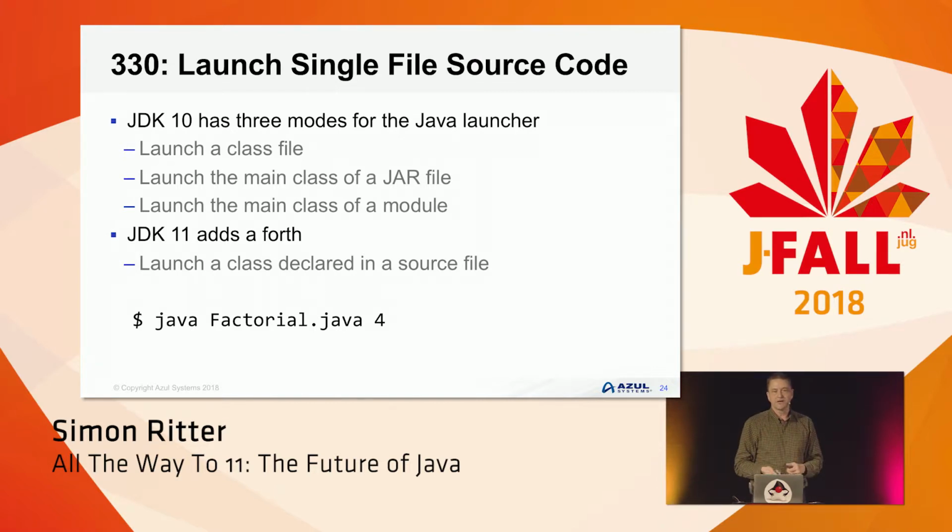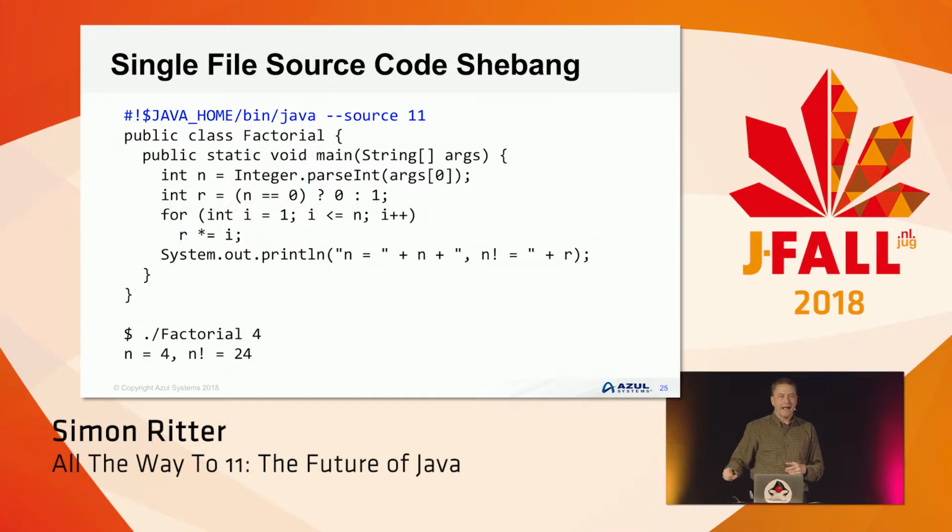So that's all very nice, but you can go one step further because you can use shebang. You can actually create a file which allows you to do sort of kind of scripting with Java. So the first line has your shebang with where to find the Java, and then you use -source 11 to indicate which source level you want to run with, and then you specify the code for your single file application.